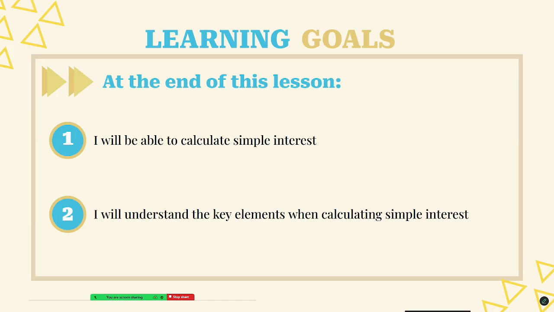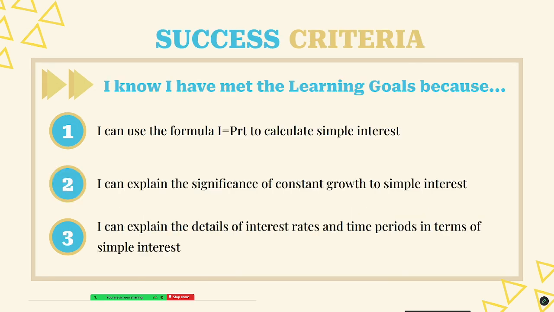Our learning goals for today are that by the end of the lesson, we will be able to calculate simple interest. We will understand the key elements when calculating simple interest. We will know we have met the learning goals because we'll be able to use the formula I equals PRT to calculate simple interest. We'll be able to explain the significance of constant growth to simple interest, and then explain the details of interest rates and time periods in terms of simple interest.